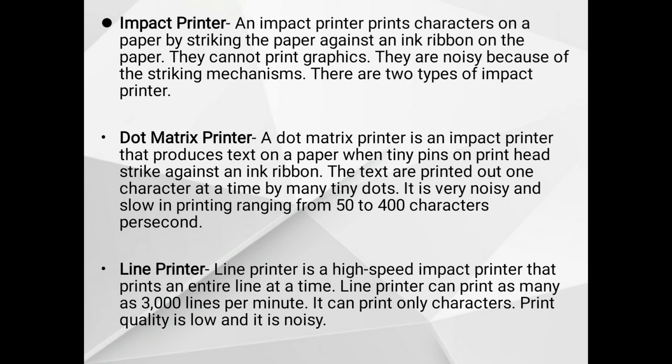Now a dot matrix prints one character at a time, okay, but a line printer prints out one line at a time. So line printer can print as many as 3000 lines per minute, so much faster than the dot matrix, but it can also print out only characters. Okay, so the disadvantage is that the line printer print quality is quite low, and it is also quite noisy. So these are the two types of impact printers.